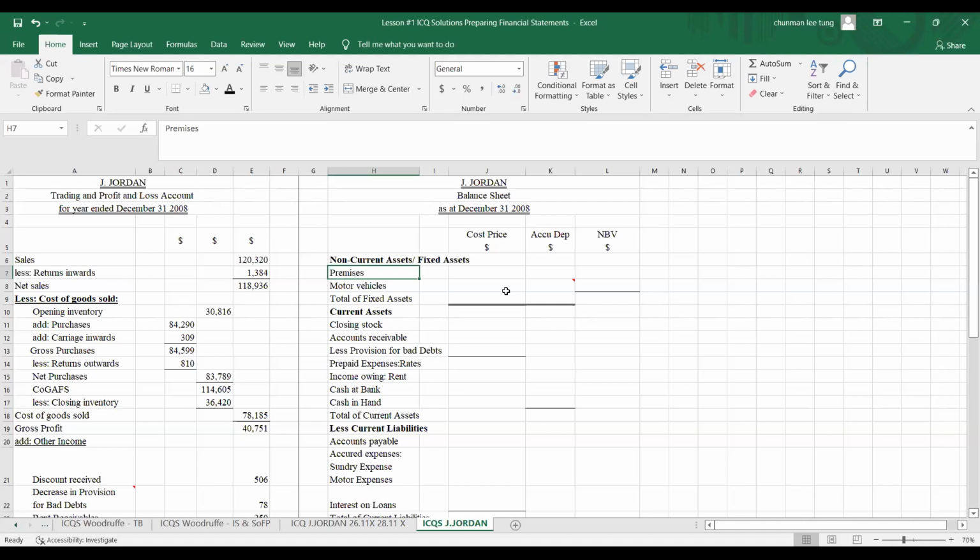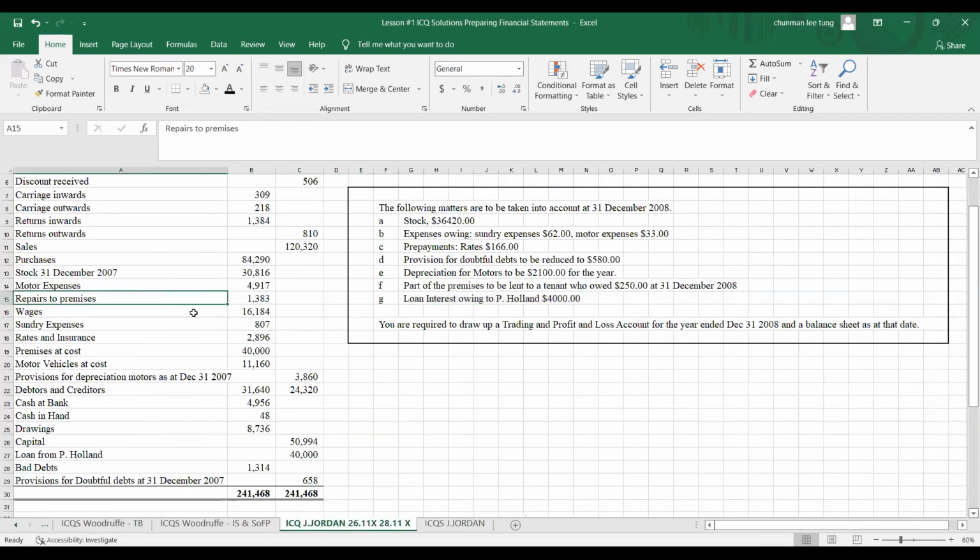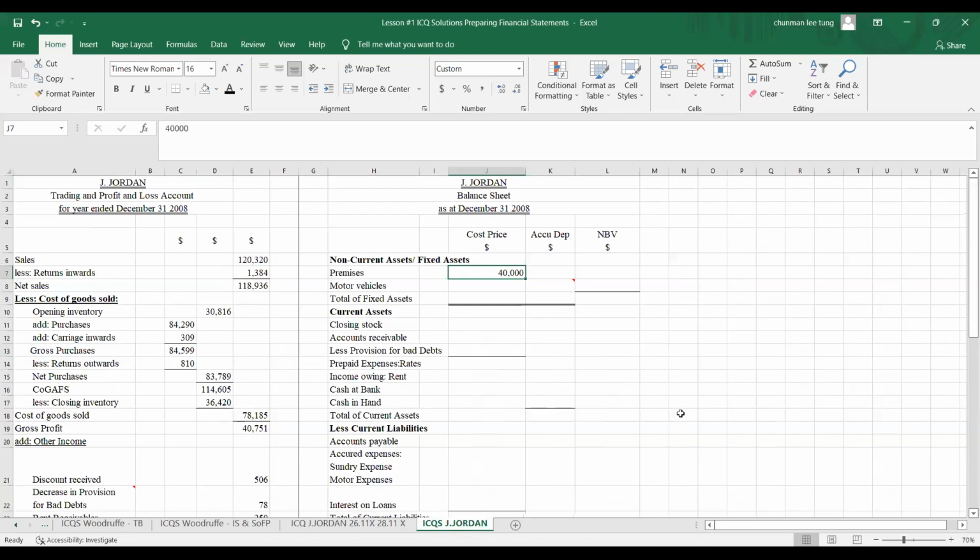So we are looking at the vertical style here tonight. We're continuing with J. Jordan balance sheet. So you're doing the order of permanence. So we're starting off with premises. Premises had a cost of $40,000 in the trial balance. Let's look at it here quickly. Premises at cost $40,000.